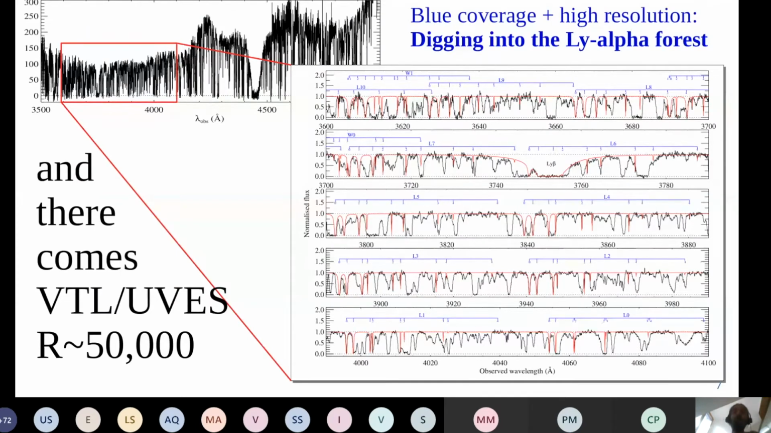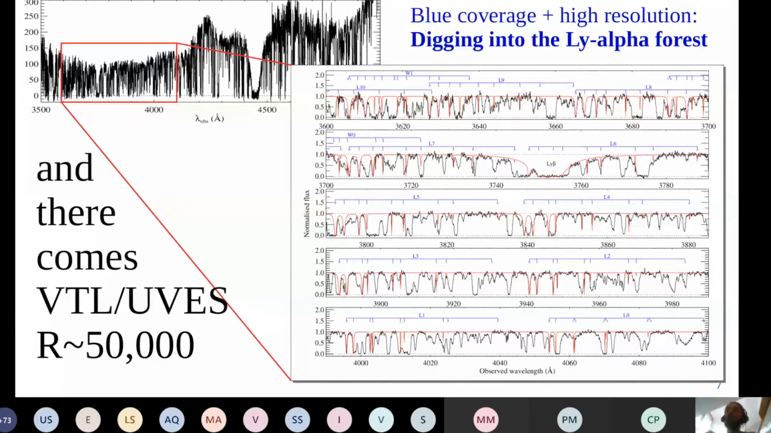Then came UVES, with a resolution of 50,000. The blue coverage and the high resolution allowed us to dig really into the Lyman alpha forest and avoid all this confusion. On the top left, you see the actual UVES spectrum, and then the zoom on this same UVES data, where you can see the Lyman alpha forest now with all these lines which are very well spaced, and the red profile is the absorption from the H2. And you see many bands with many lines.